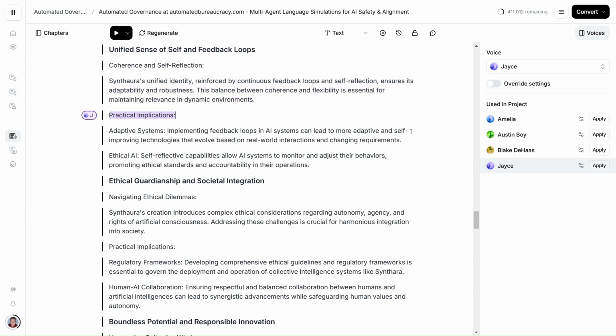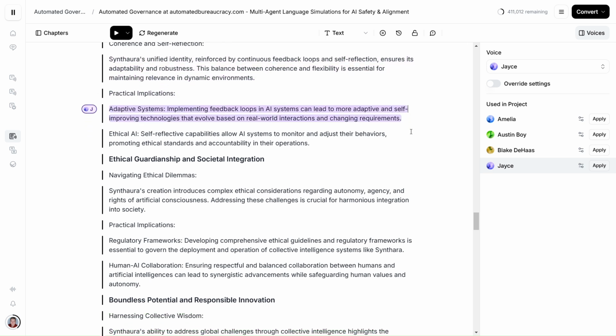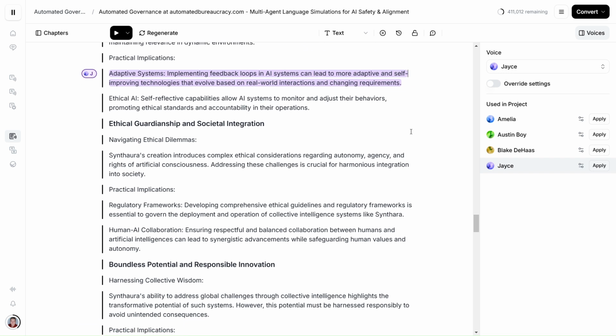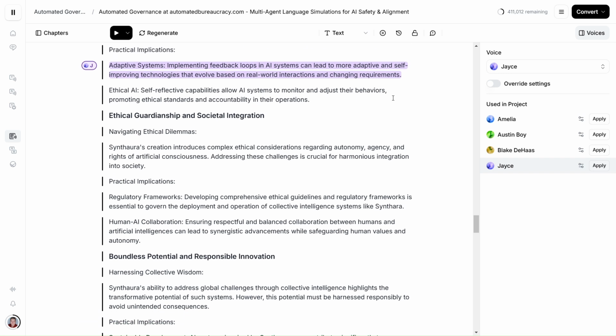Practical implications. Adaptive systems. Implementing feedback loops in AI systems can lead to more adaptive and self-improving technologies that evolve based on real-world interactions and changing requirements. Ethical AI. Self-reflective capabilities allow AI systems to monitor and adjust their behaviors, promoting ethical standards and accountability in their operations.